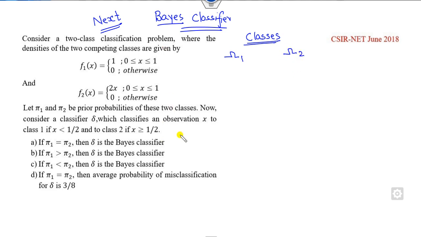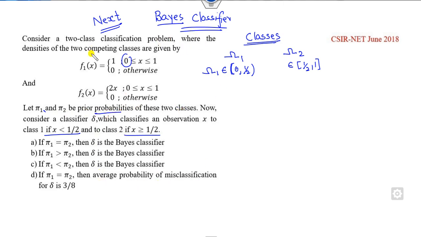Firstly, check whether the class is given to you. You can see that the class is given to you. Okay, so what is omega 1? Omega 1 belongs to less than half, but the lower limit is 0. So it is 0 to half, and this is half to 1. If the class is not given to you, then how we can find it will be seen in the next question. If pi 1 and pi 2 are my prior probabilities, then which of the following is there?